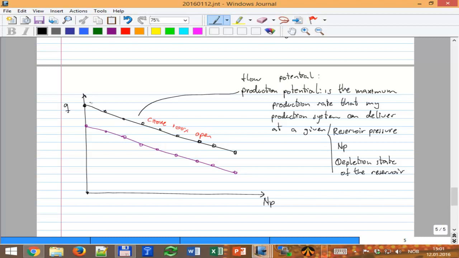No, with the same system. I want to produce more. If they give me $1 million, do something to this system to produce more at that reservoir pressure, a pump. Artificial lift. If I want to produce more than that, artificial lift, and then I have a new flow potential, right? Because the maximum production rate that can be with open choke, fully open choke.